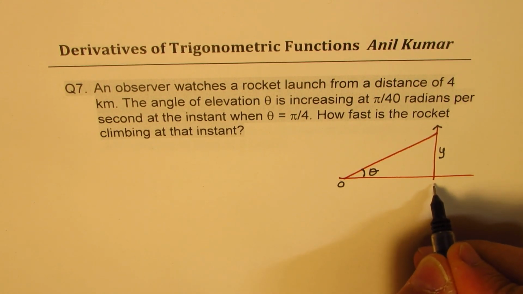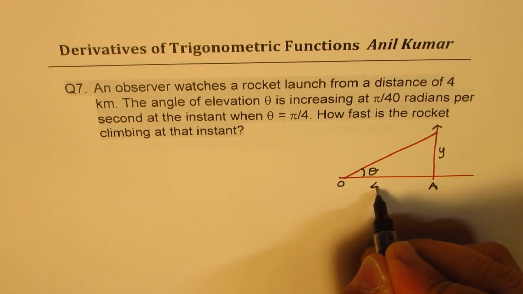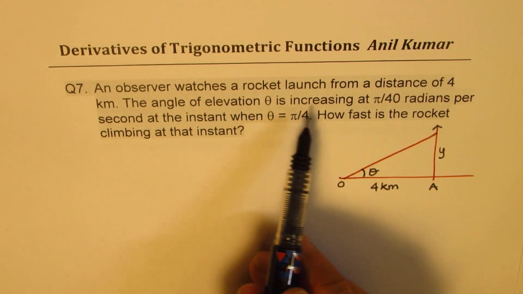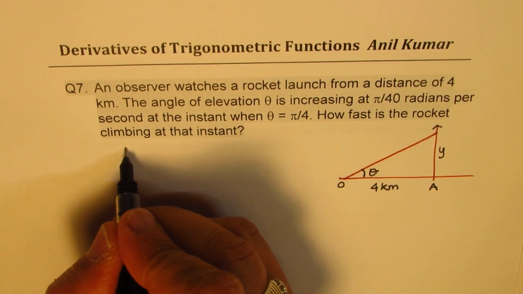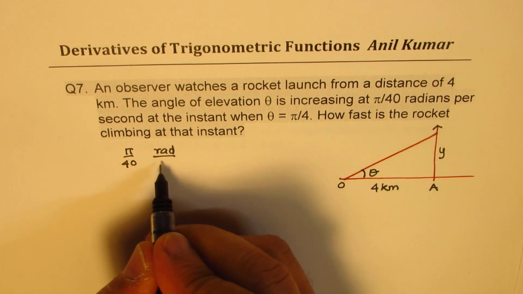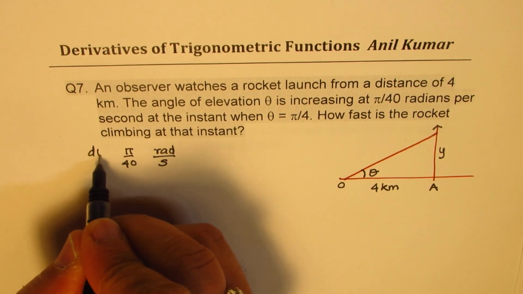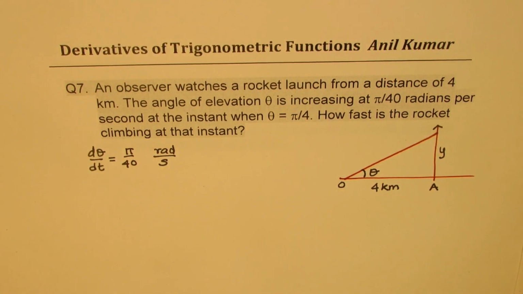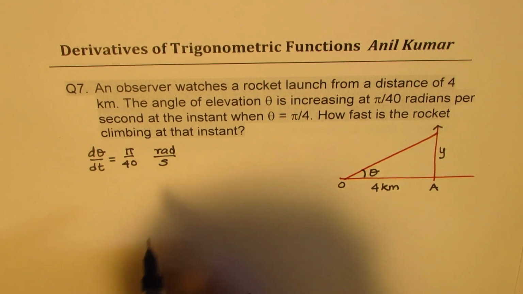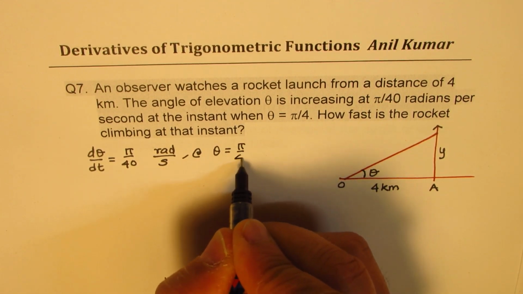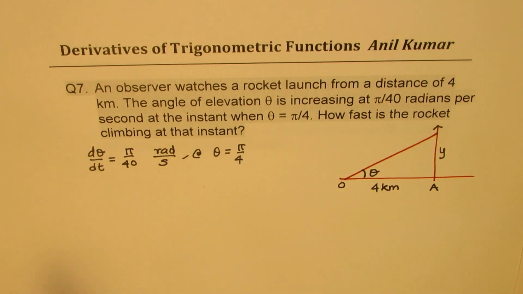The fixed distance of point A from O is 4 kilometers. Correct? Now, the angle of elevation theta is increasing at pi by 40. So we are given pi by 40 radians per second. Now that means what? That means it is d theta dt. Is that clear to you? Now this is very important to understand. At times from the units you can find what you are working with, right? At the instance when theta is pi by 4. This is at theta equals pi by 4. Does it make sense to you? So that is what this statement means.